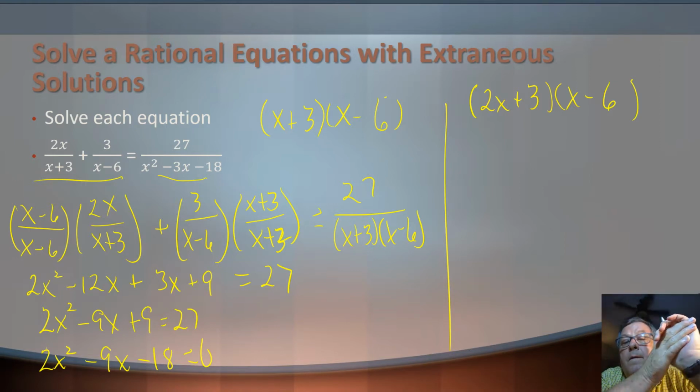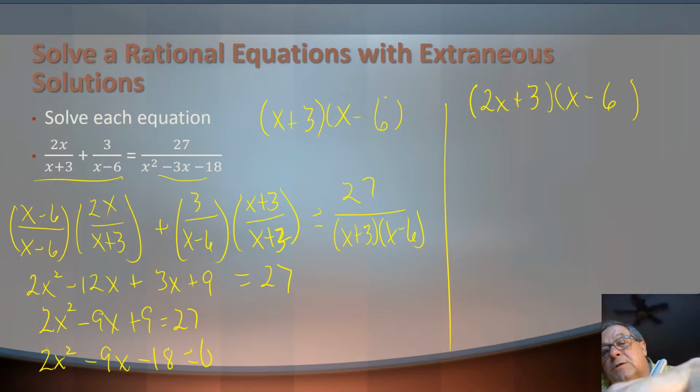Okay. Let's see, 2x times x is 2x squared. 2x times negative 6 is negative 12x. 3 times x is positive 3x. 3 times negative 6 is negative 18, so I got the negative 18, and then I'd have negative 12x plus 3x. Yeah, okay, that falls back to 2x squared minus 9x minus 18. Let's set each factor equal to 0.